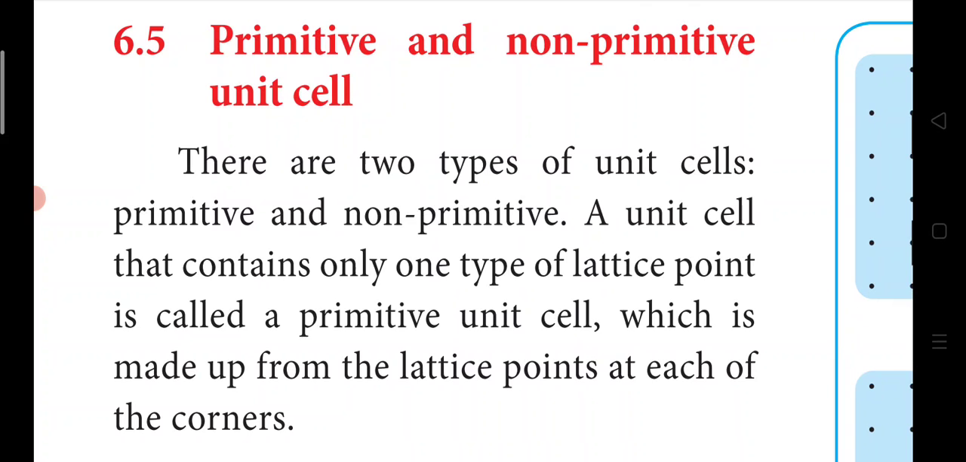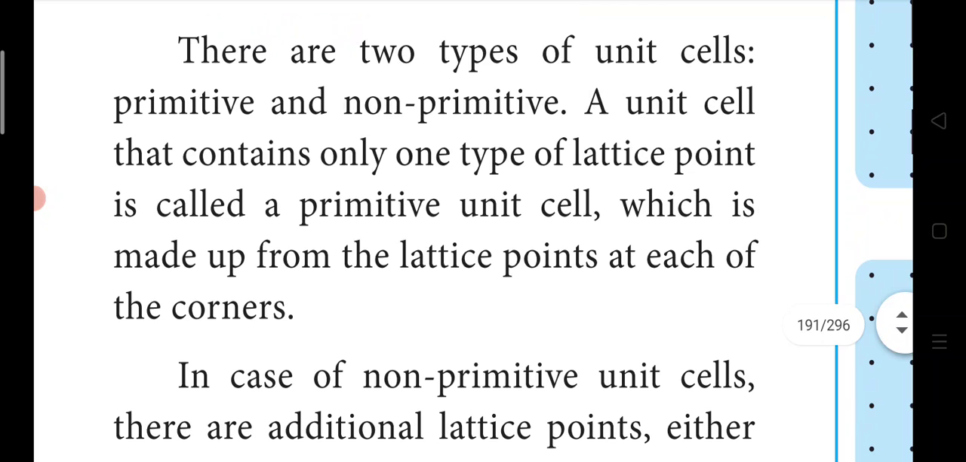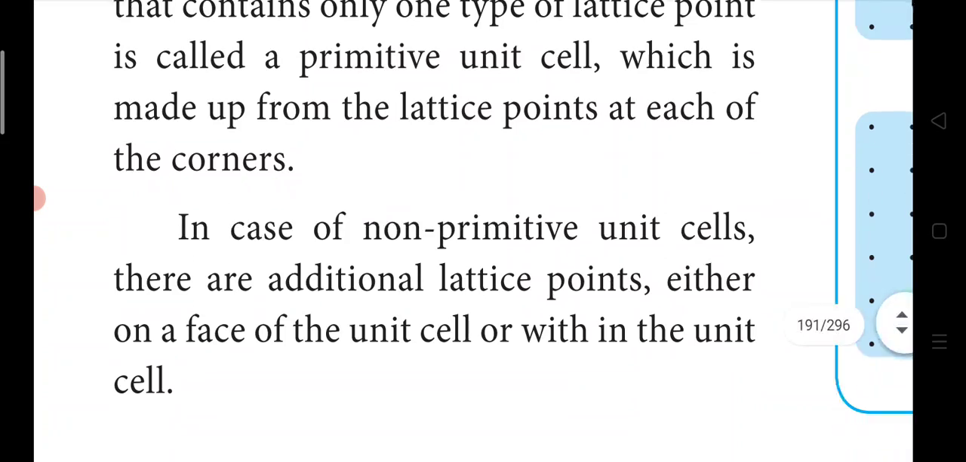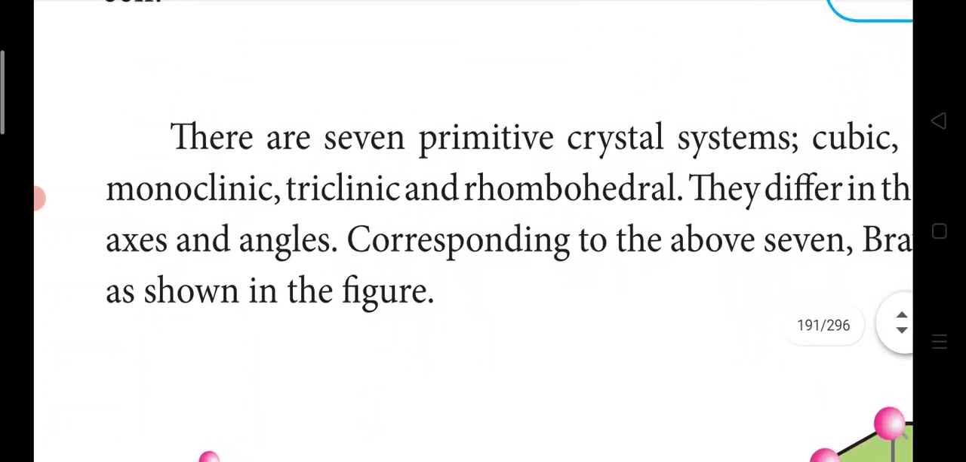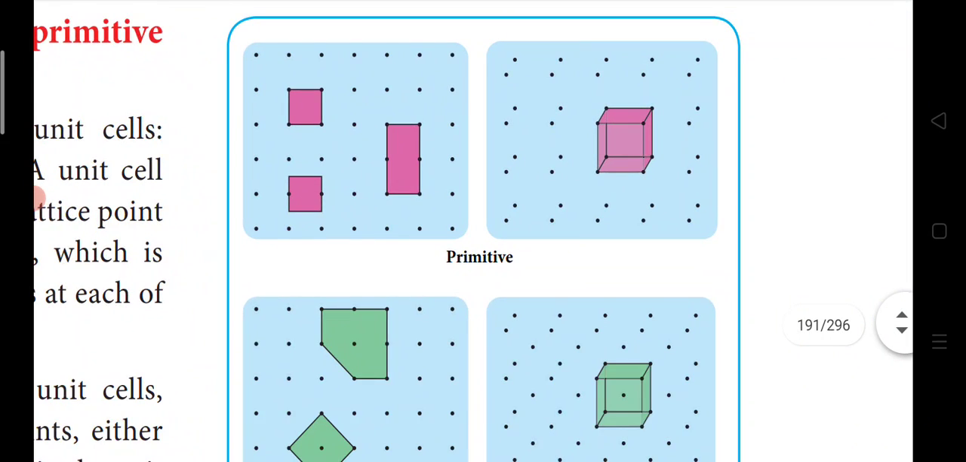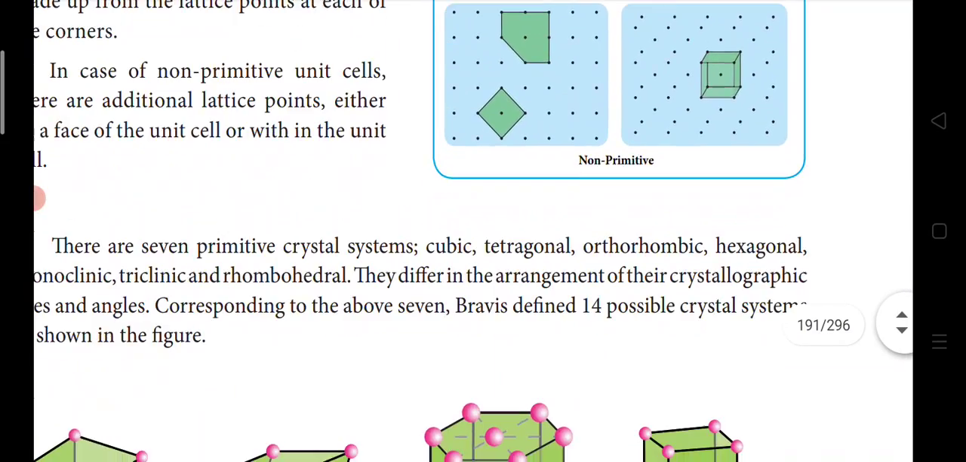Primitive and non-primitive unit cell. These are the two types of unit cell. A unit cell that contains only one type of lattice point, we call a primitive unit cell. If there is only one type of lattice point, it is primitive. If there is more than one type of lattice point, we call it non-primitive. If you see the picture here, primitive is only one type.